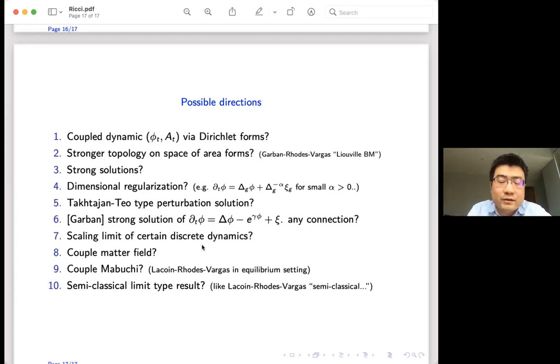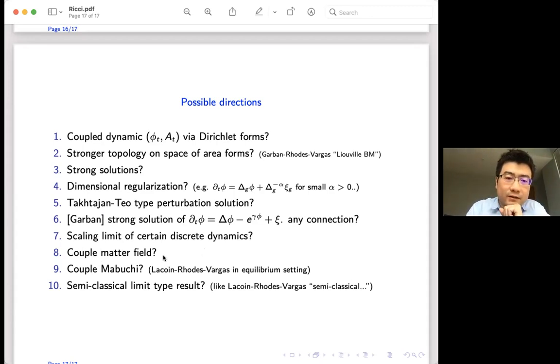So I think the most interesting question is the scaling limit of a certain discrete dynamic. For instance, some sort of discrete version of a Brownian map, I'm not an expert on that, but maybe you define some sort of dynamic on the discrete model and try to prove a scaling limit.